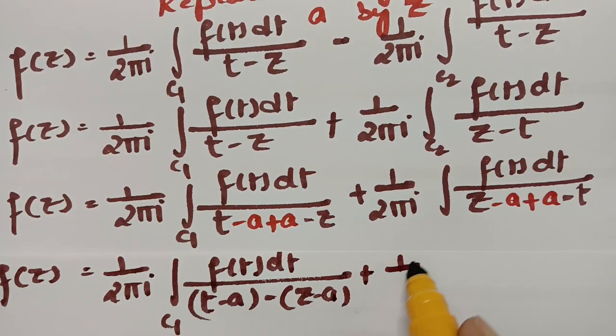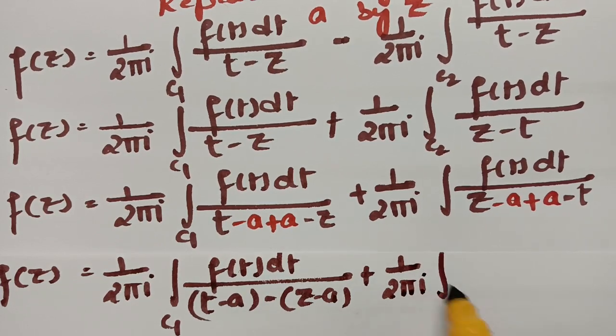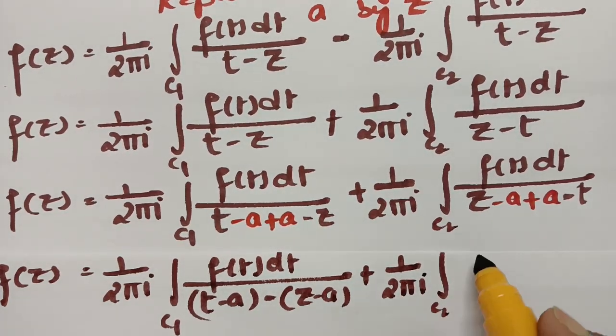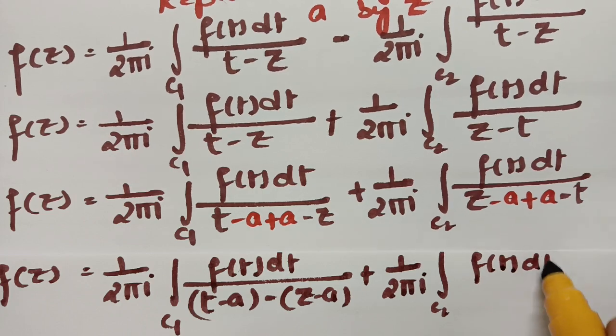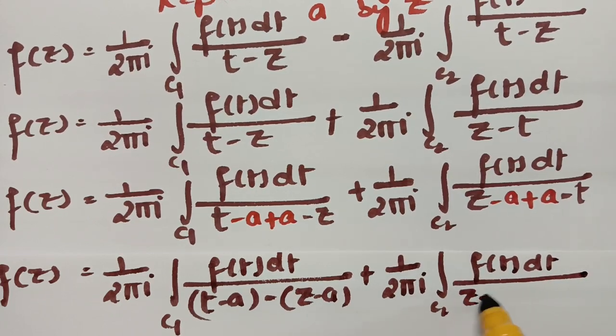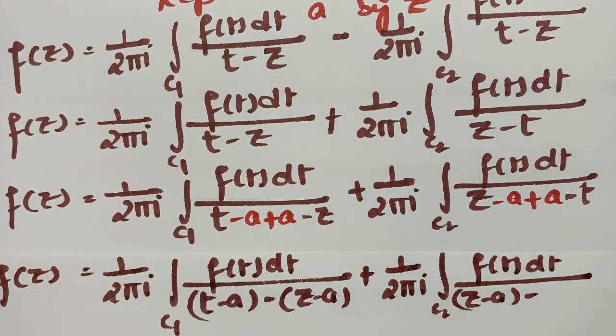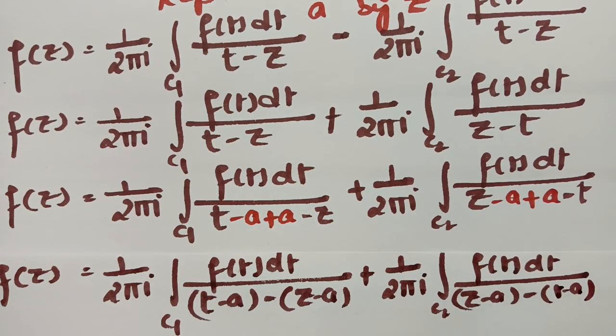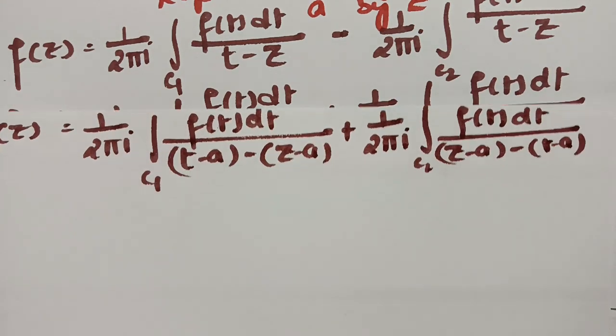This is z minus a. And from the second integral, this is 1 by 2 pi i integral c2, f of t dt by, here also, z minus a, and I have taken minus common, and this will be t minus a. Clear? See here.